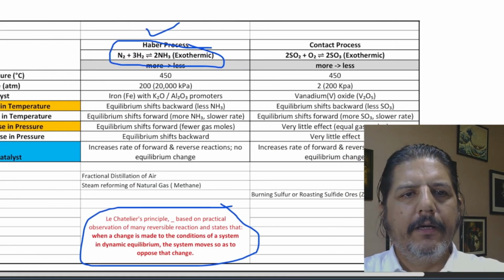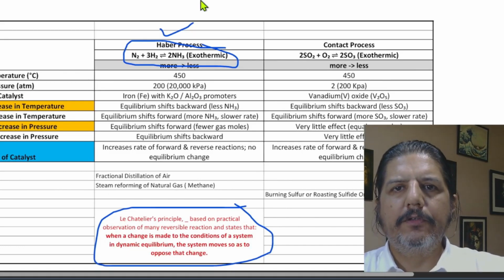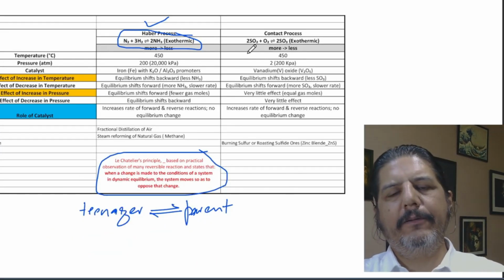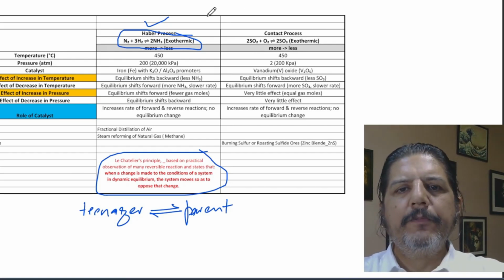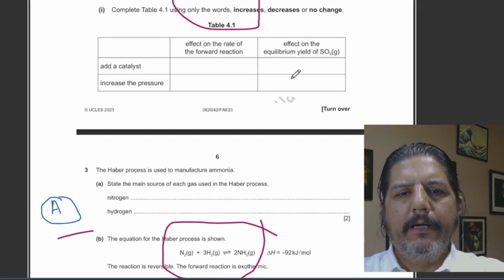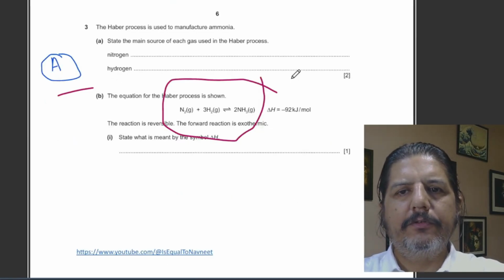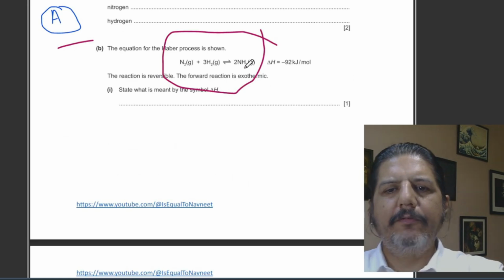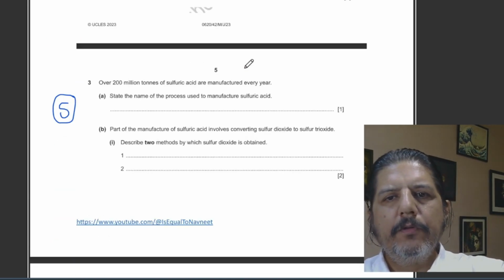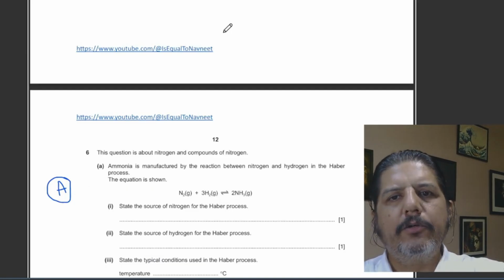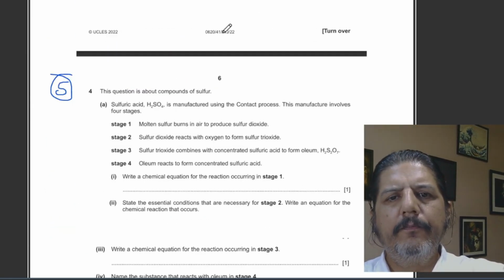I'll be referring to this sheet. It captures both the processes on the same sheet. We will be doing the contact process first, then we will move to the Haber process. The questions which I am taking are from the previous year question papers from 23, 24, 25. I hope you will look at part 2 and part 3 of the lectures also. I'll mention the links below.